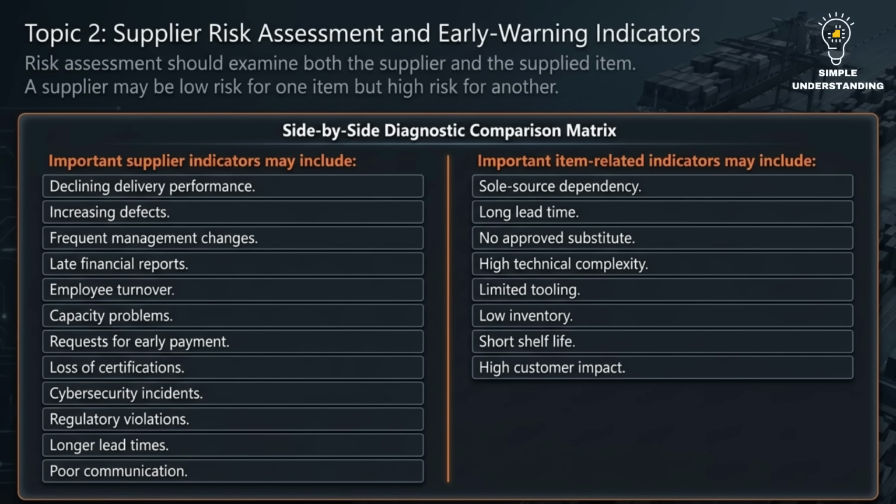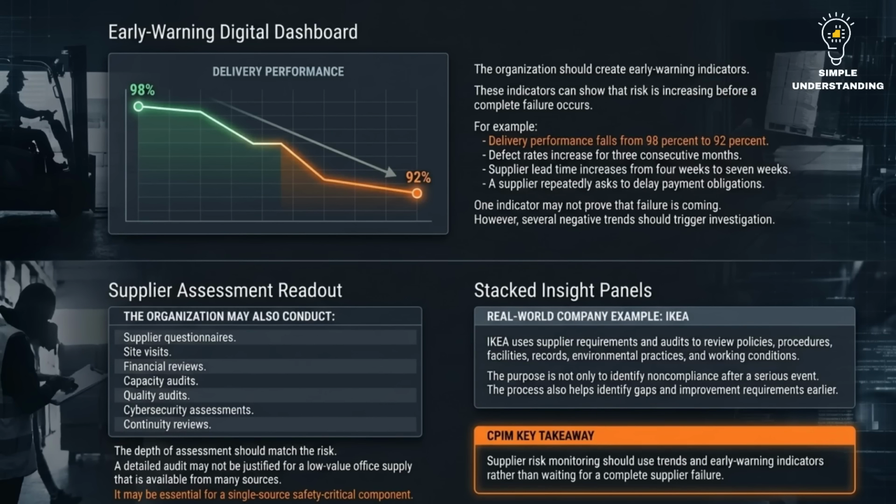Important item-related indicators may include sole source dependency, long lead time, no approved substitute, high technical complexity, limited tooling, low inventory, short shelf life, high customer impact. The organization should create early warning indicators. These indicators can show that risk is increasing before a complete supplier failure occurs.